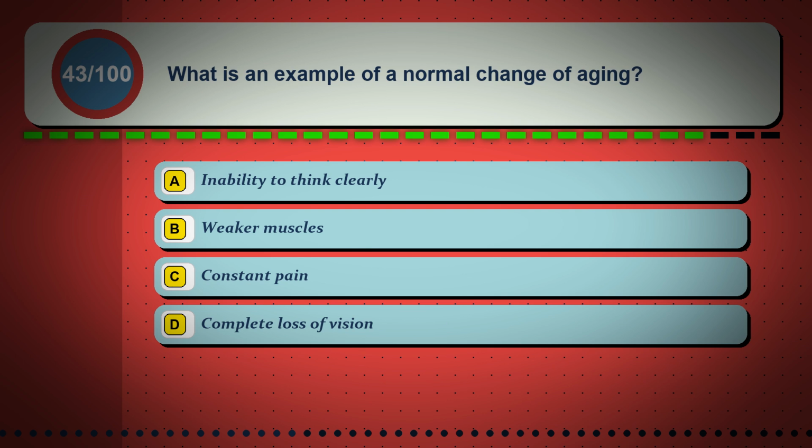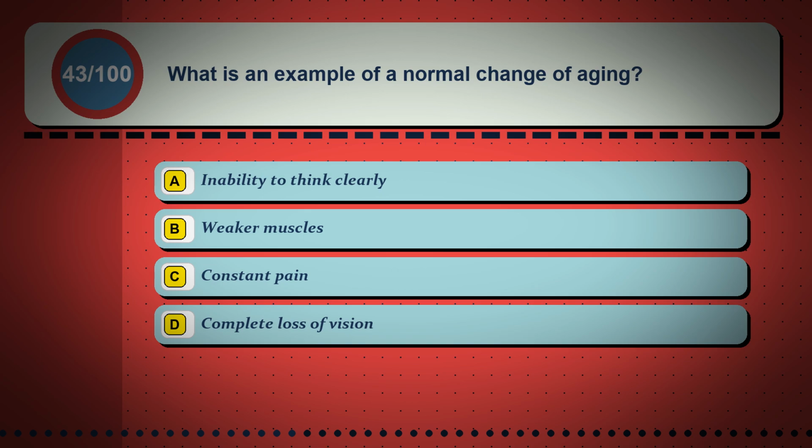Question 43. What is an example of a normal change of aging? Option A, inability to think clearly. Option B, weaker muscles. Option C, constant pain. Option D, a complete loss of vision.